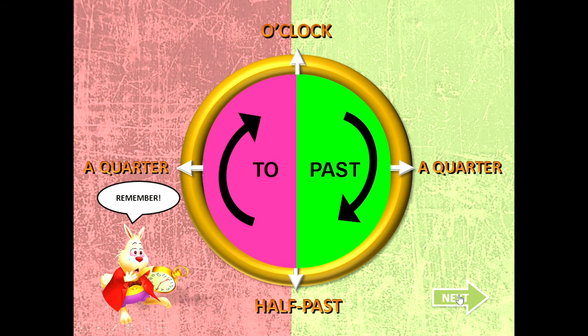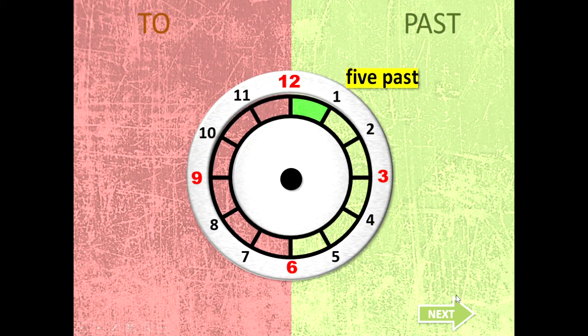Okay, let's proceed. Now for this side, it means how many minutes have passed already. For number one, it means 5 past, meaning 5 minutes passed already. And for number two, it's 10 past. It means 10 minutes passed already. And for number three, 15 minutes passed already. You can simply say a quarter past. It means 15 minutes passed already.